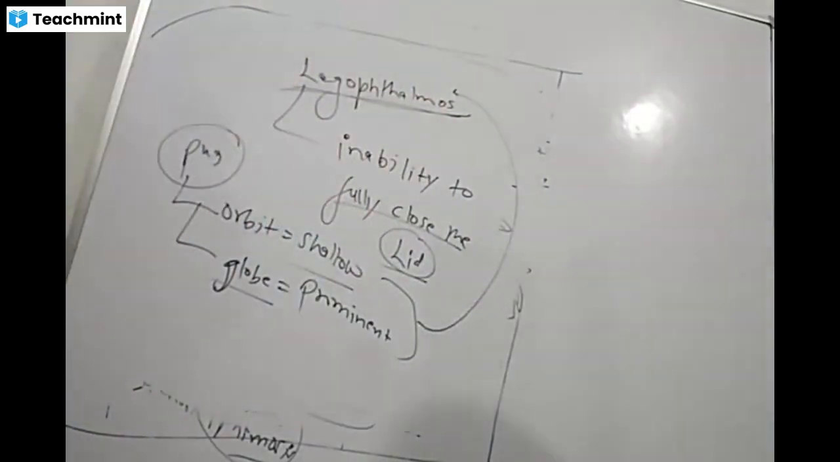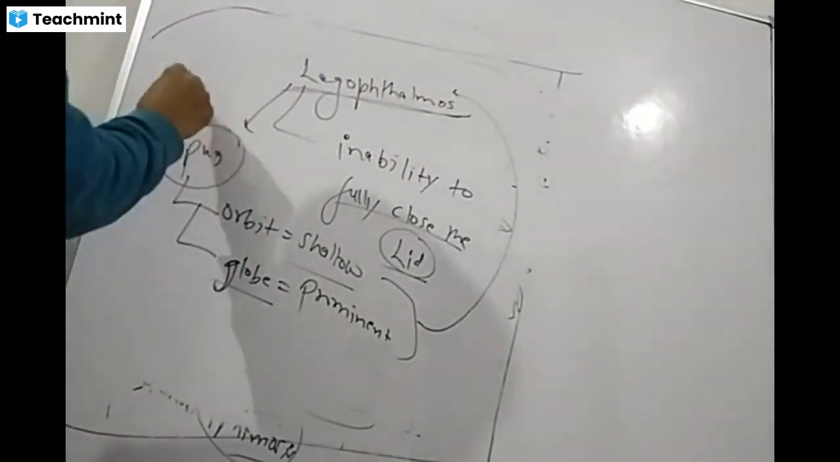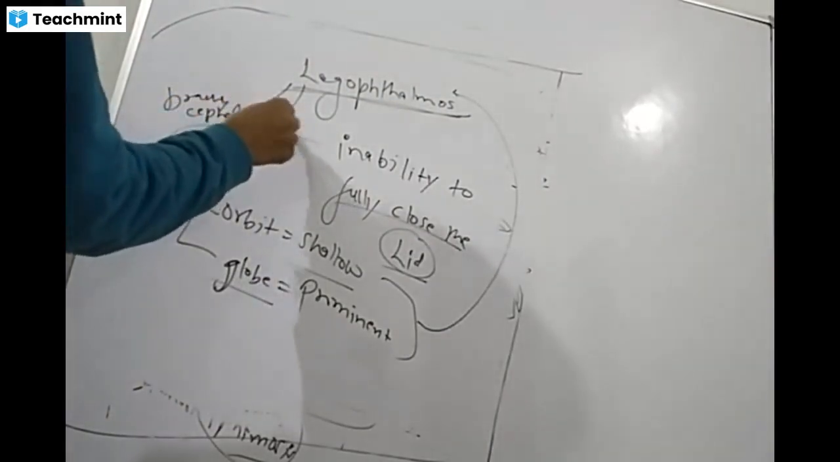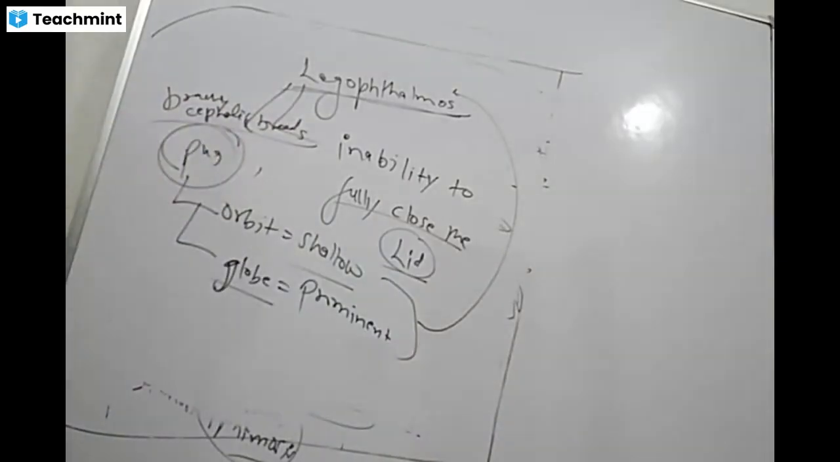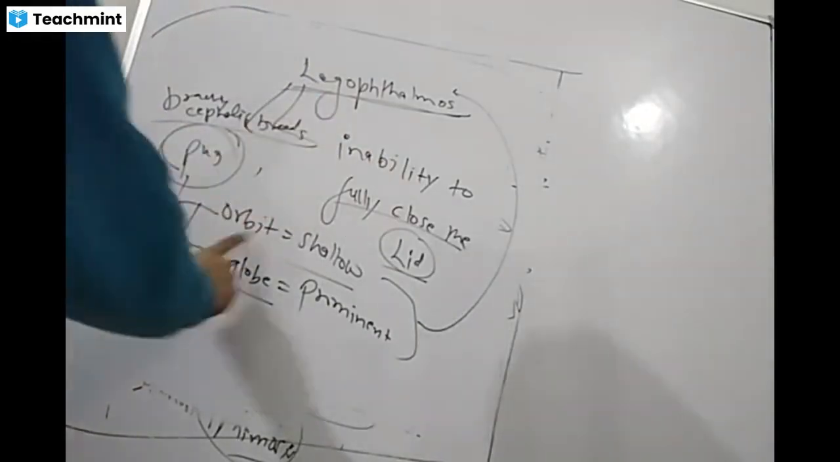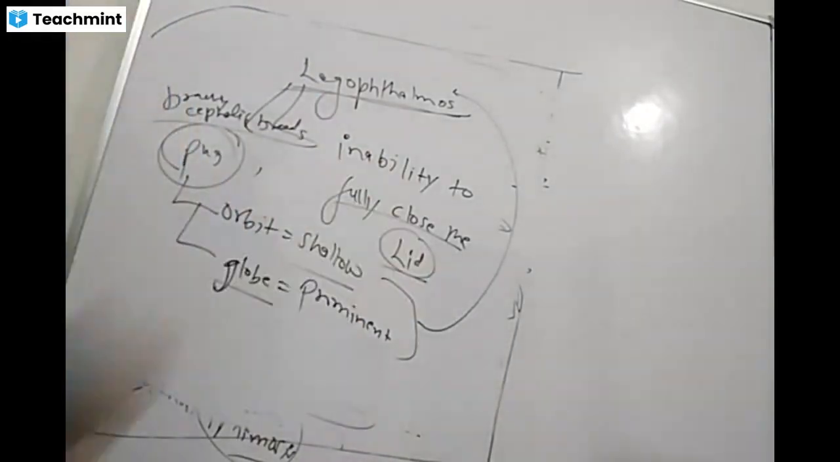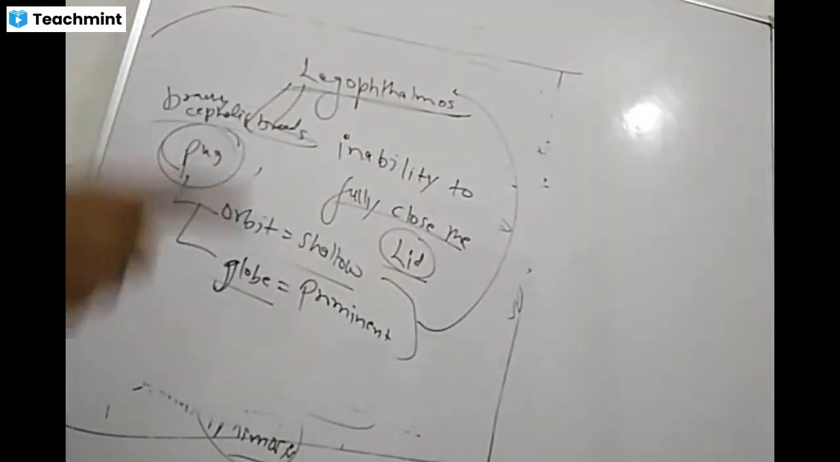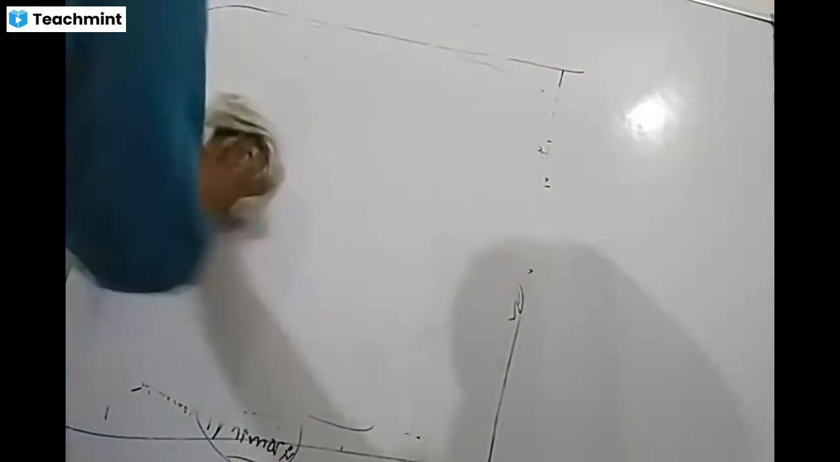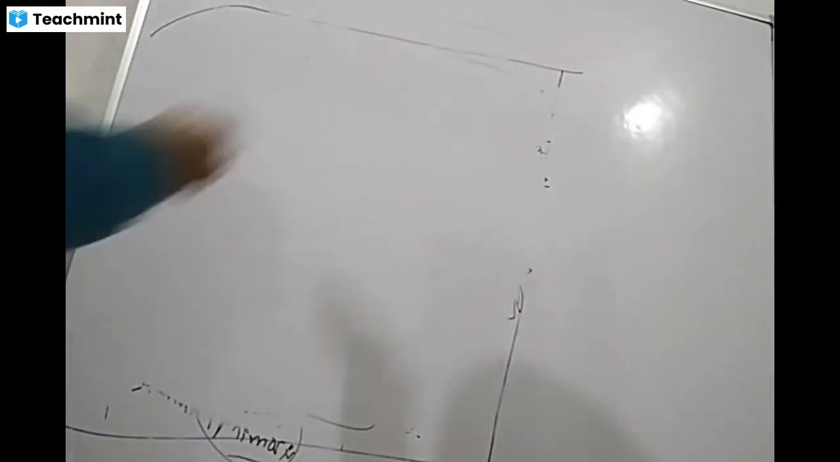That is known as lagophthalmos. Very common in brachycephalic breeds, like pug. So they cannot close their eyelid fully because the orbit is shallow and the globe is big. So the inability to fully close the lid is called lagophthalmos. This is normal in case of pug.